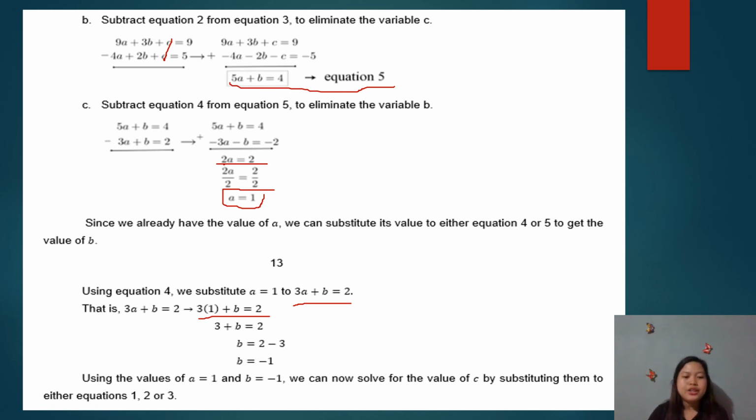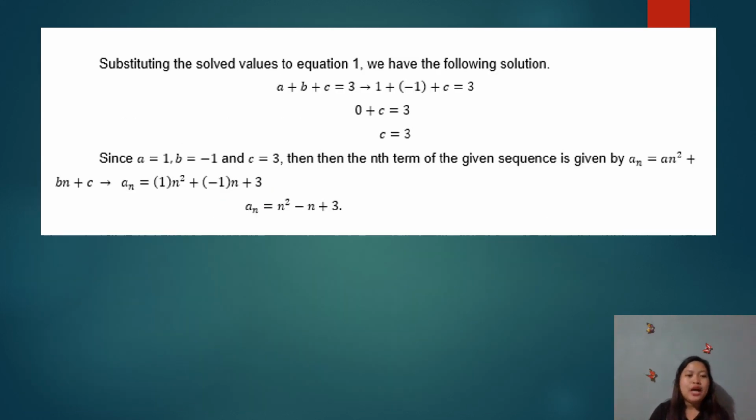So, using the values of a is equal to 1 and b is equal to negative 1, we can now solve for the value of c by substituting them to either equations 1, 2, or 3. Same ra gihapon ang answer bisan asa nato sila i-substitute. Now, substituting these solved values to equation 1, we have the following solution. So, gamit na ta ang equation 1 kay mas dali raman i-solve ang equation 1 compare sa equation 2 and 3. So, mas mupili ra gyud ta sa mga sayon-sayon ra para dili ta maglabad.